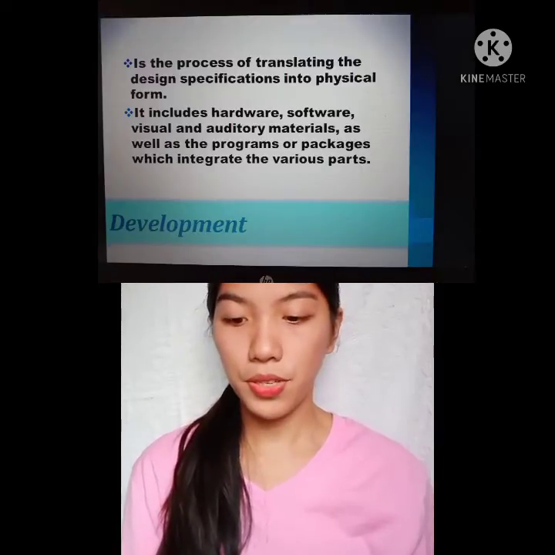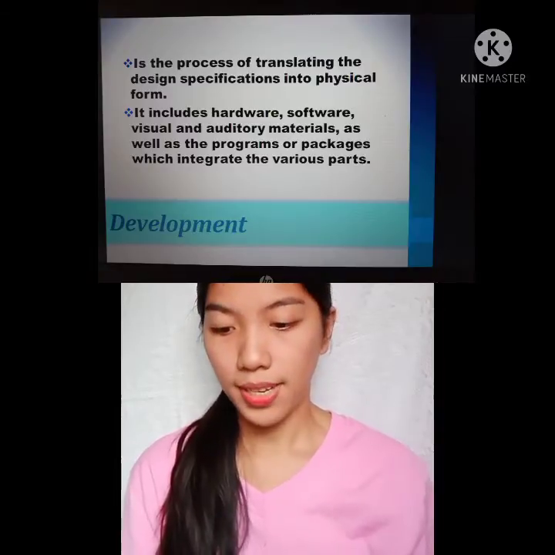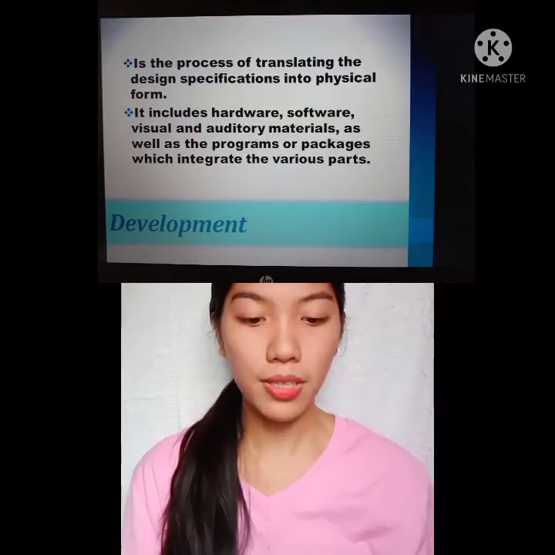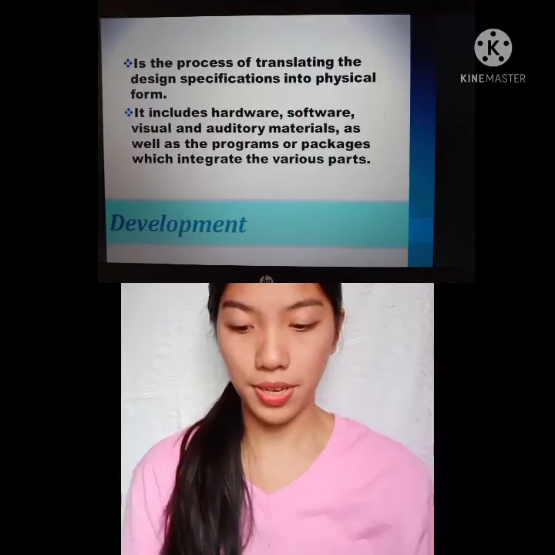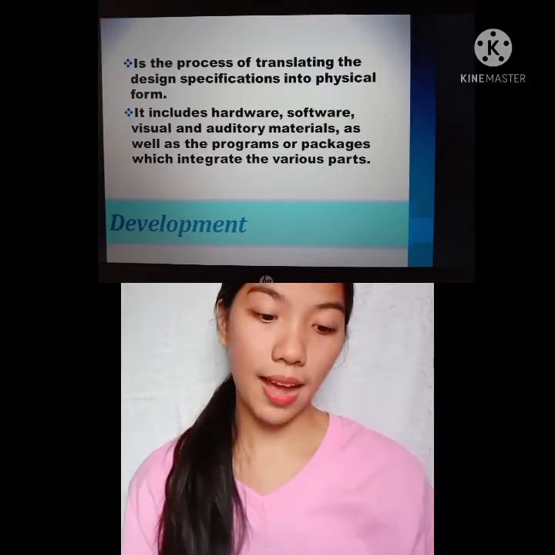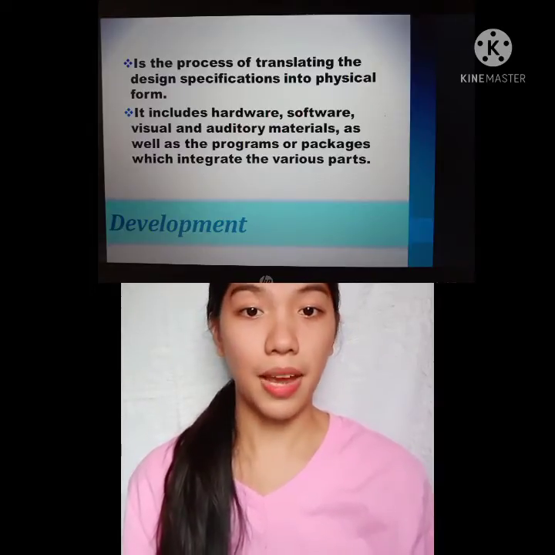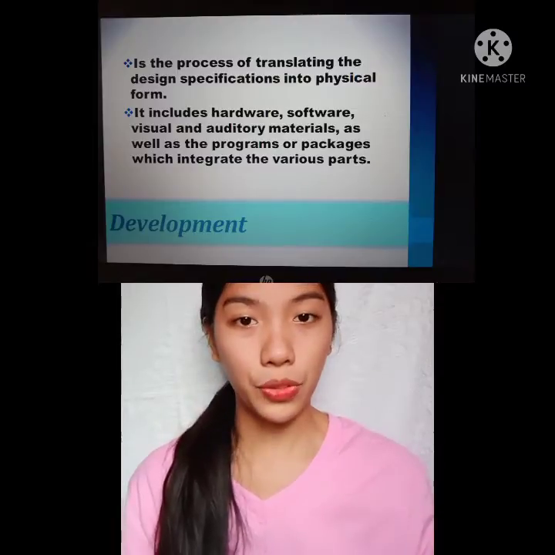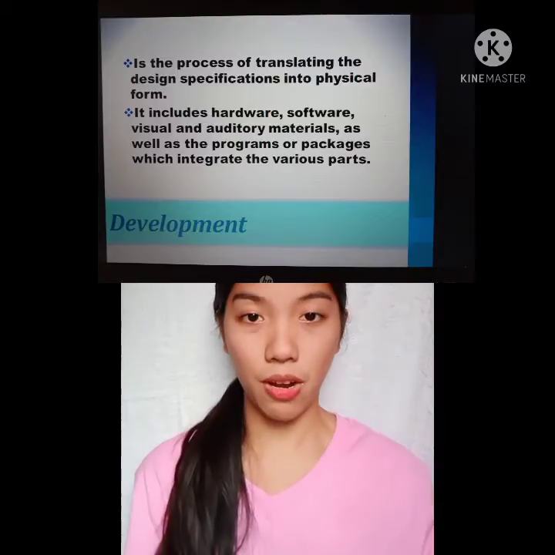Development is the process of translating the design specifications into physical form. It includes hardware, software, visual and auditory materials, as well as the programs or packages which integrate the various parts. For example, the output, like printed materials, speakers, and many more. It is the output of the design, which is the first domain of educational technology.